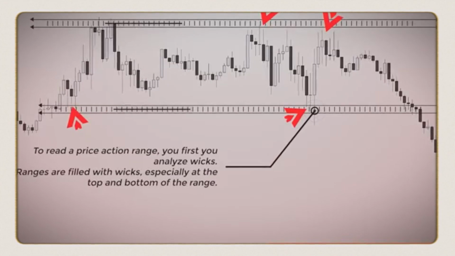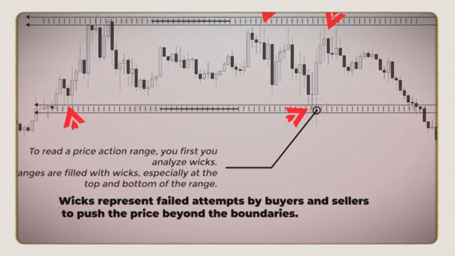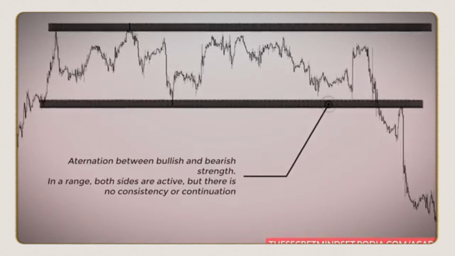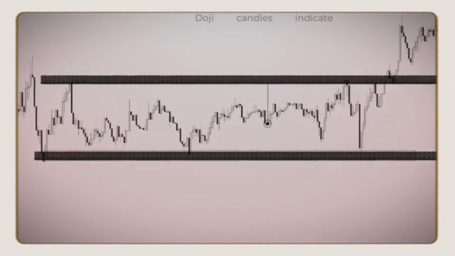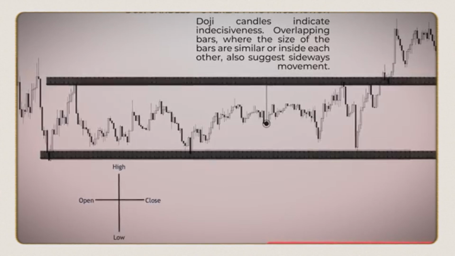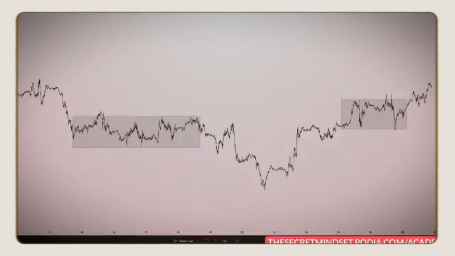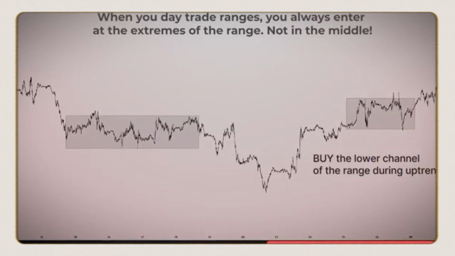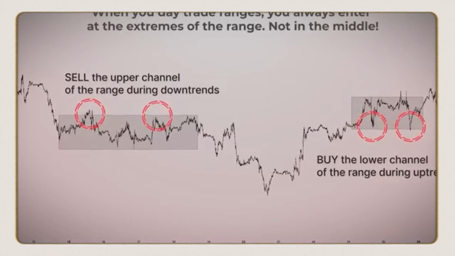Ranges often feature wicks, particularly at the top and bottom, representing failed attempts by buyers and sellers to push prices beyond the boundaries. You'll also notice alternating bullish and bearish strength, with neither side maintaining momentum. In ranges, bullish and bearish bars are roughly equal, and strength is short-lived. Expect to see many doji candles and overlapping price action, indications of indecisiveness and sideways movement. When day trading ranges, always enter at the extremes, not the middle. Look to buy the lower channel of the range during uptrends and sell the upper channel during downtrends.